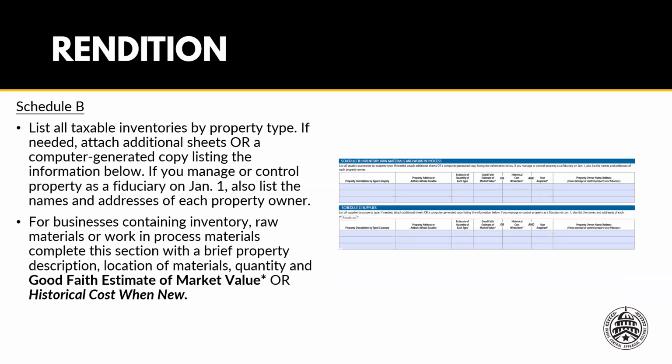Schedule B, list all taxable inventories by property type. If needed, attach additional sheets or a computer-generated copy listing the information below. If you manage or control property as a fiduciary on January 1st, also list the names and addresses of each property owner. For businesses containing inventory, raw materials, or work in progress materials, complete this section with a brief property description, location of the materials, quantity, and good faith estimate of market value, or historical cost when new.